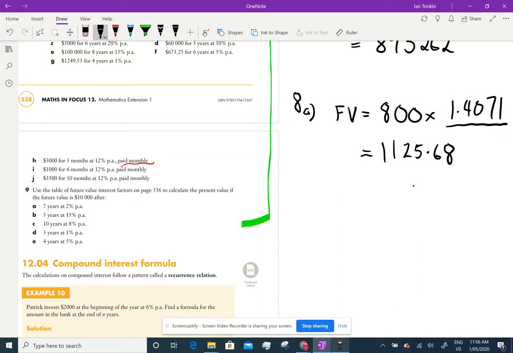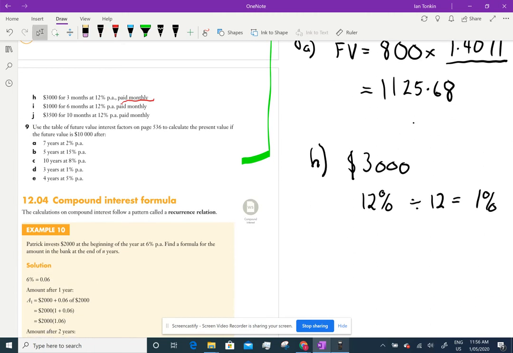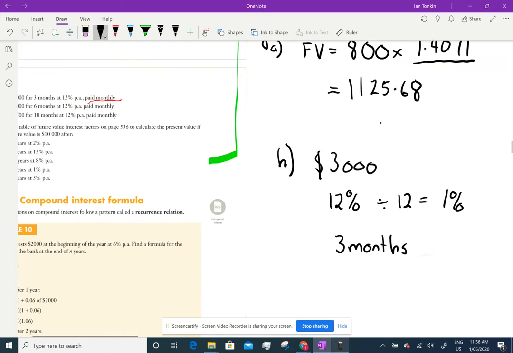So I'm going to do this one here. This is 8H. Now what have I got? $3,000 is my present value, my principal. My interest rate is 12%. But because I'm getting paid monthly, I'm going to divide by 12 and get 1% per month. There are 12 months in a year. And then it's only for 3 months, so my period is 3 months. If they'd written that in years, I would have had to find out how many months it is.